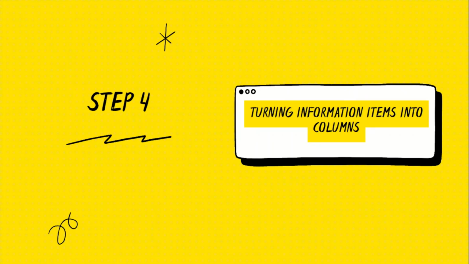The next step is turning the information into columns. After getting the information about the sub entities, now we need to convert them into columns with the proper data types. Here are some points that we need to keep in mind.